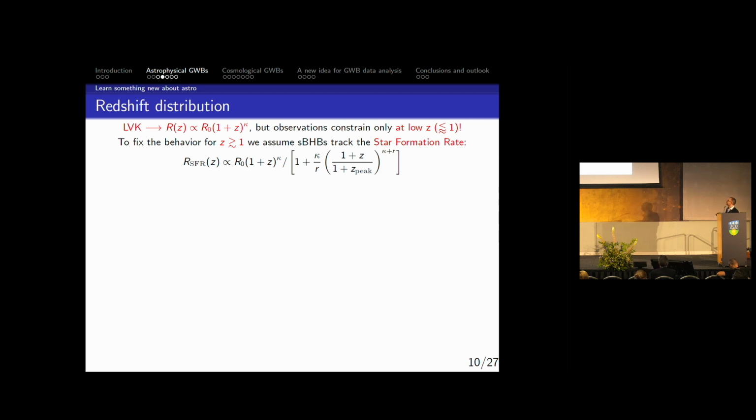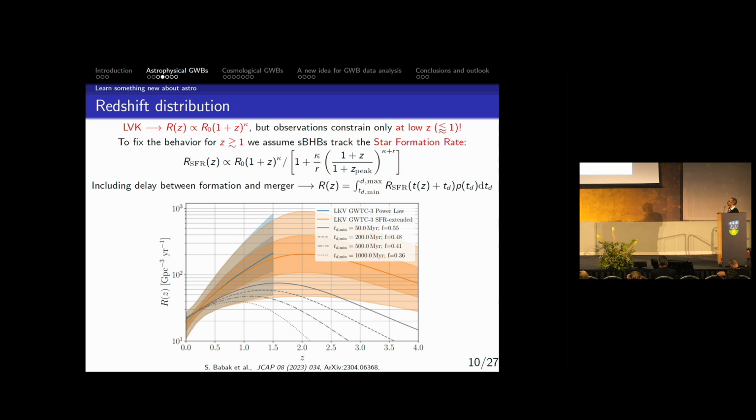So the first possibility is to just assume that your stellar origin black holes follow the star formation rate. That is probably something kind of reasonable you can do. If you want to be a bit more accurate, you can try to include some time delay between the formation and the merger. If you try to do this procedure, what you get is basically what is shown in this plot. So the blue band here is what LVK measurements tell us. If you try to continuate this just using the star formation rate, you get this orange band here.